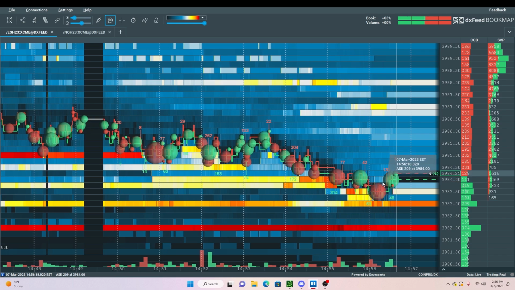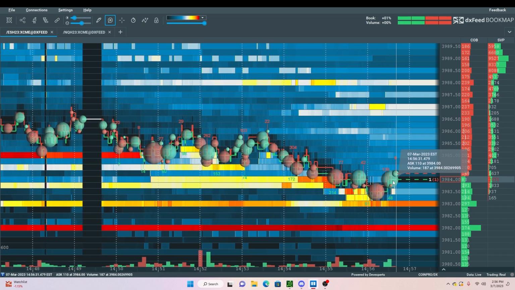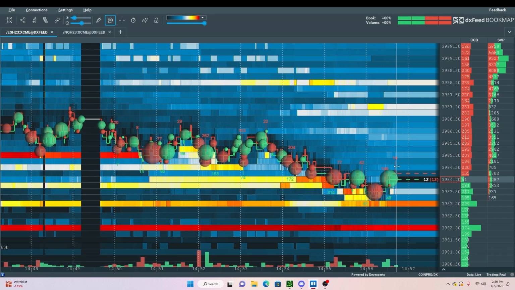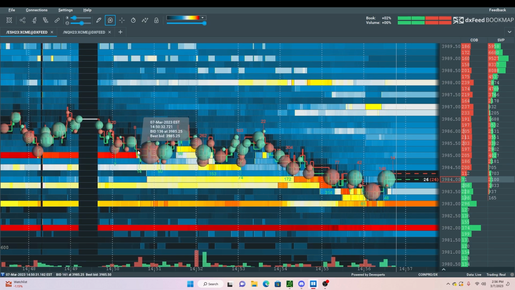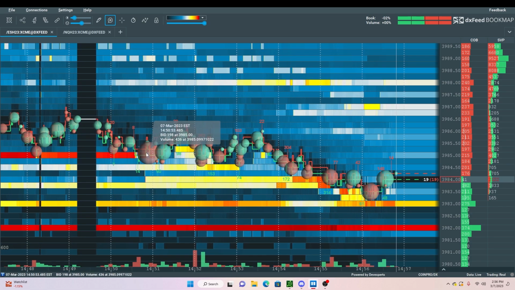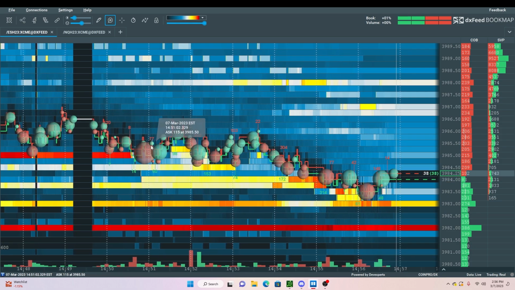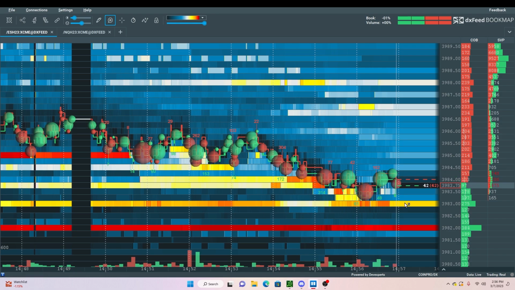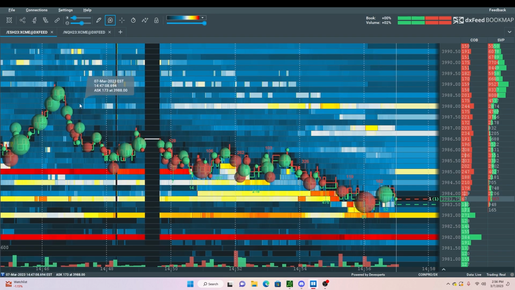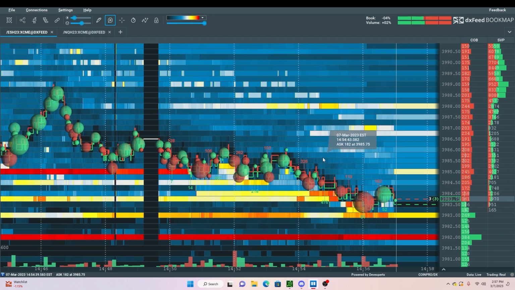And as you can see, we are now having aggressive buyers coming in and trying to push price back up. So that's how you differentiate the circles. Again, the larger the circle, the more aggressive the buyers or sellers are becoming. And I want to see how we are acting when we are at key areas on Bookmap.